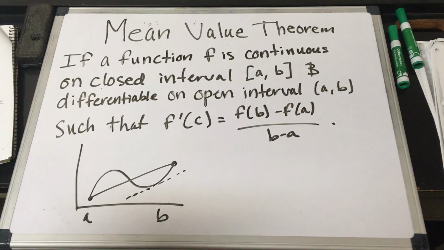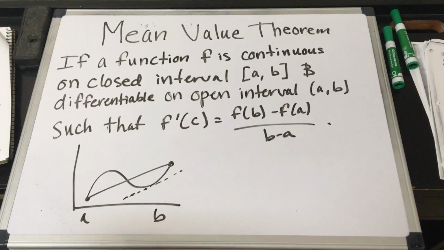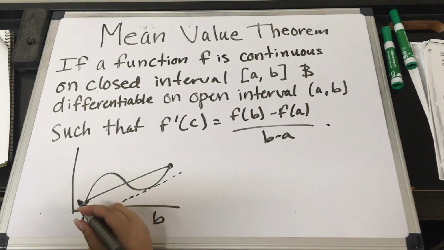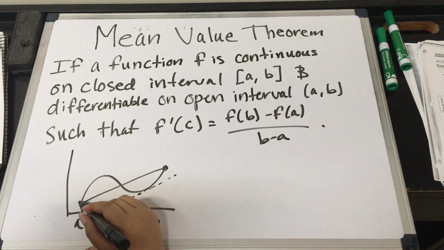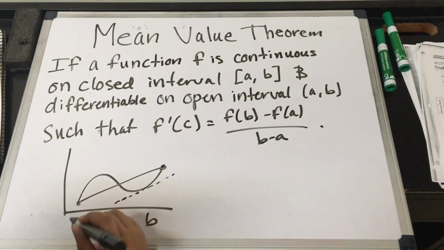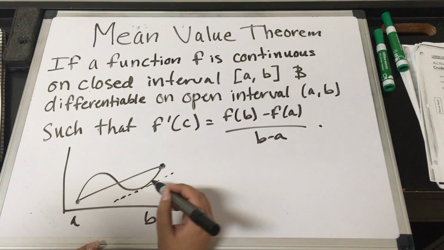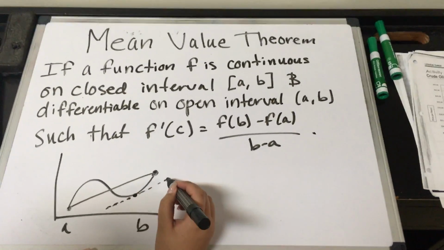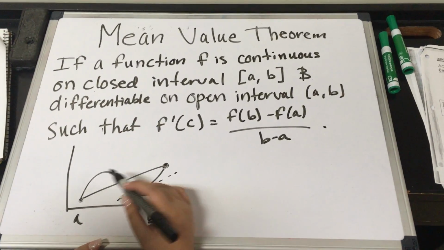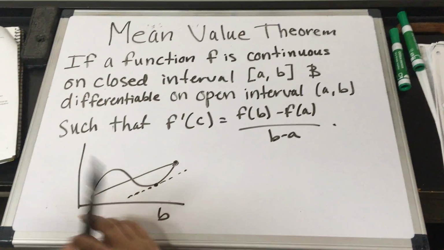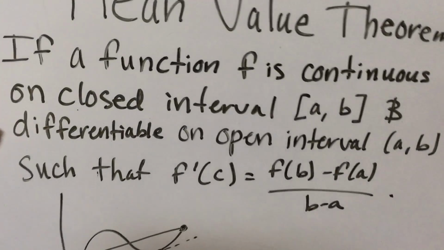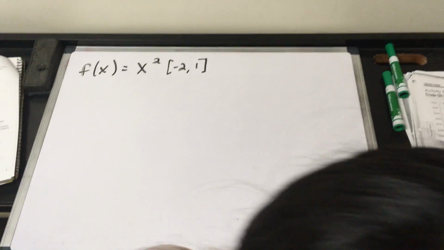So basically what this states is that if you have a function on the interval a through b, your endpoints, the line connecting your endpoints is called the secant line. And on that interval, there will be a point where the tangent line is parallel to the secant line, so where the slope is parallel to the secant line. And we can do an example of this.